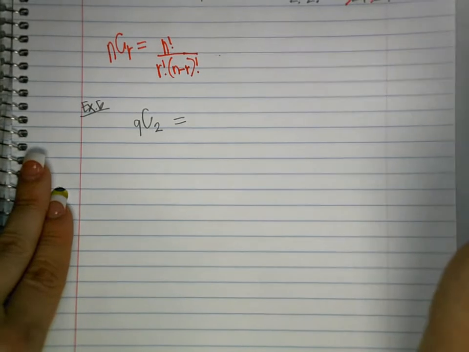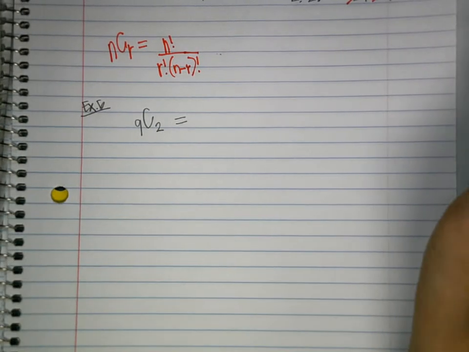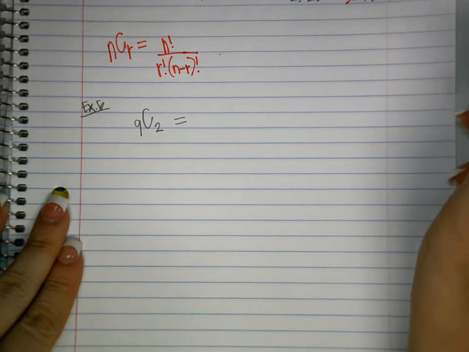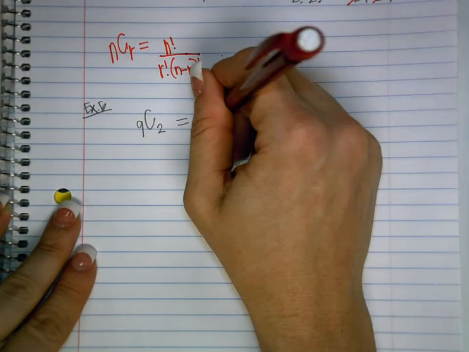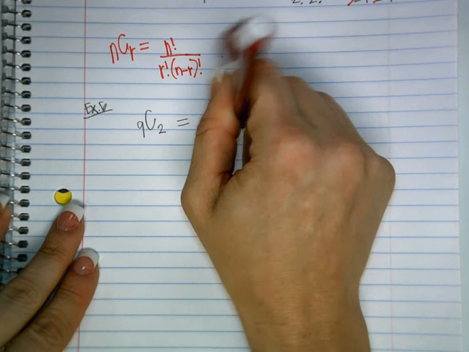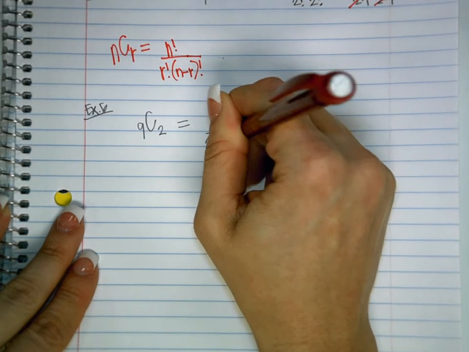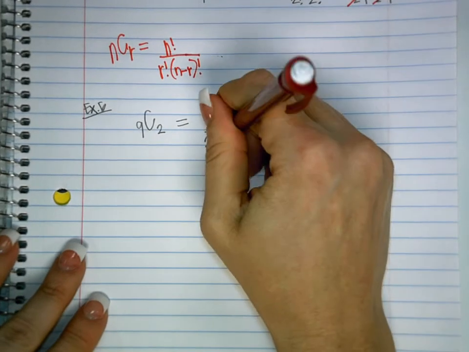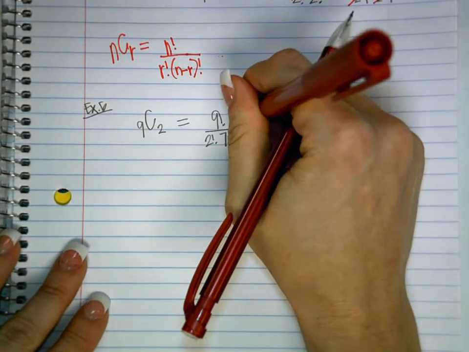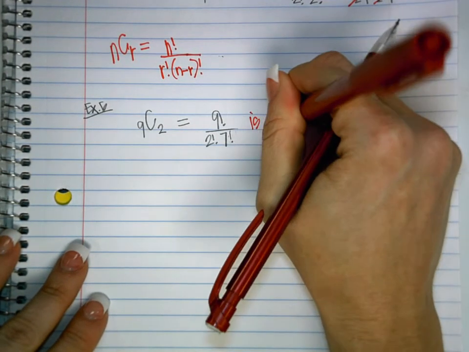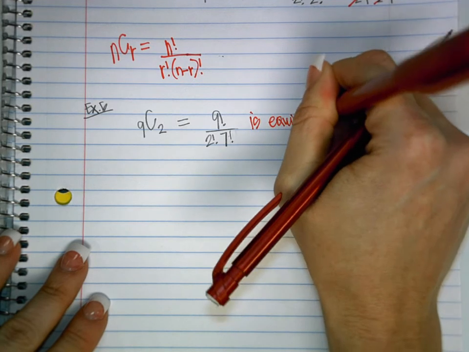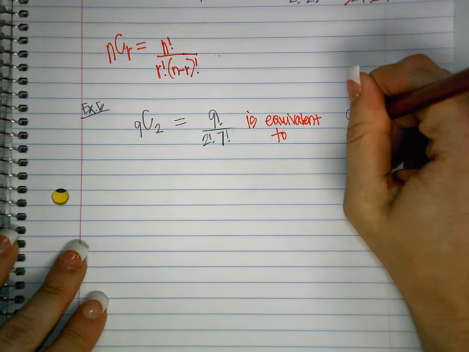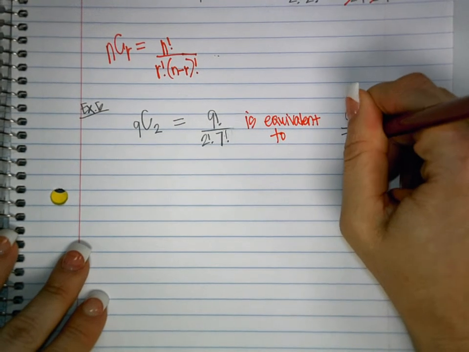I don't want you to figure it out. I just want you to write it out. So I don't want the actual answer. I just want you to write it out. How would you figure that out? This would be equal to what? 9 factorial over 2 factorial, 7 factorial. All I want you to realize is that that is equivalent to 9 factorial over 7 factorial 2 factorial.